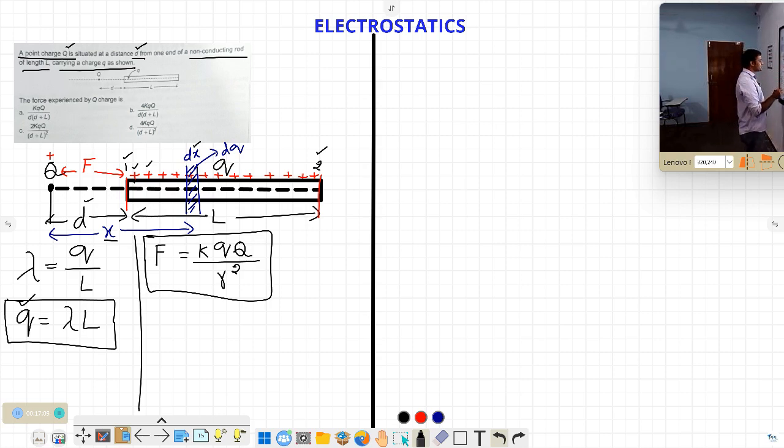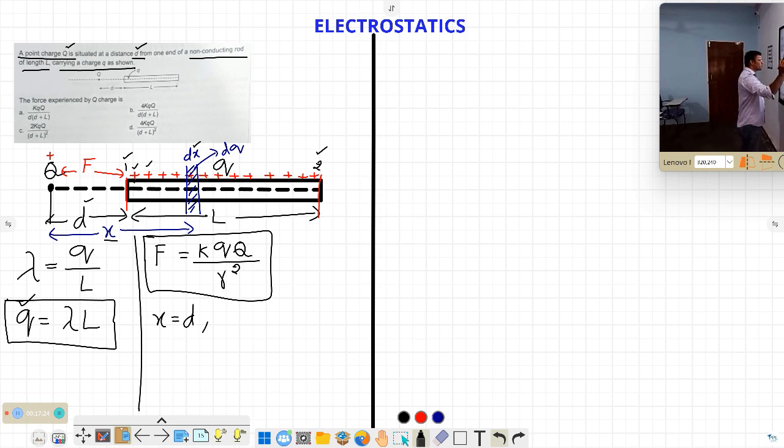So here you need to understand, if you choose the elementary portion near the charge end, the distance of that portion from the charge becomes x equal to d.